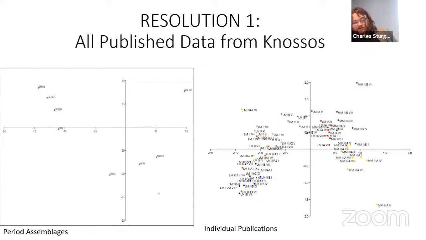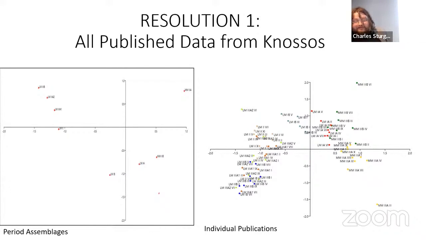The two graphs show, on the left, the result of the seriation of period assemblages, and on the right, the result of what happens when we fed the individual publications into our analysis. Starting on the left, we can see that the correspondence analysis has replicated the order of periods, proving our basic point. The correspondence analysis can be used for chronology on Crete, even with a limited data set from Knossos.